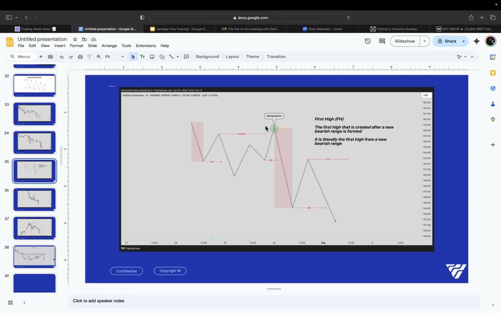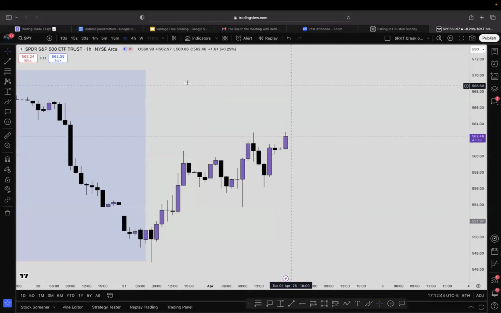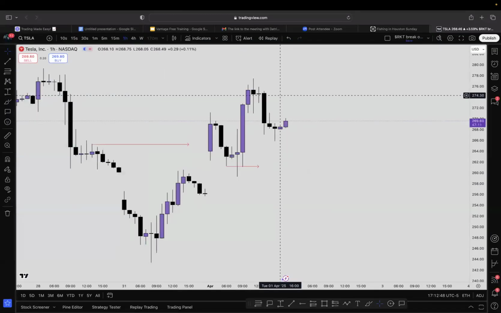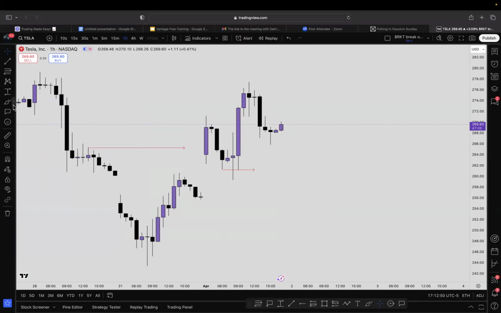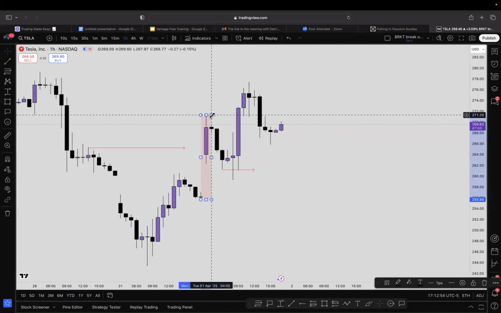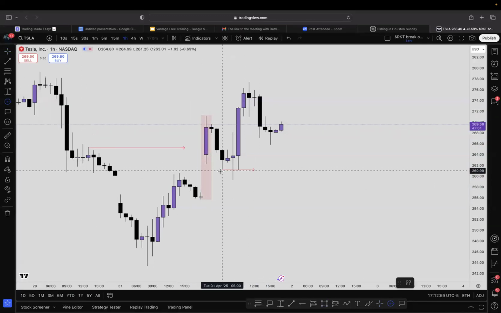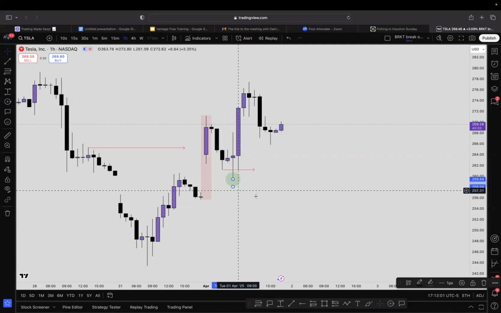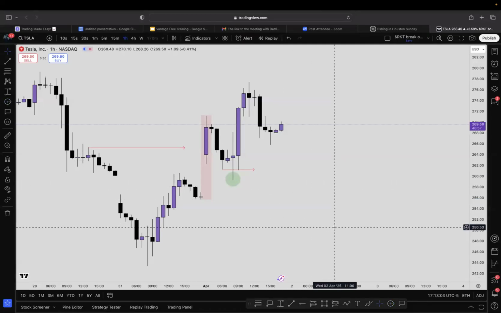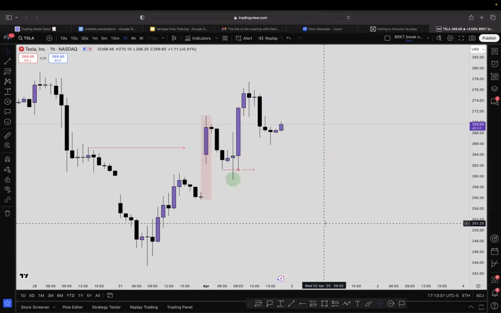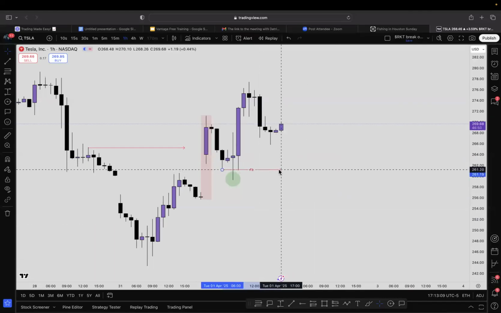Please review Tesla 1 hour. All right, let's go to it. Market structure shift, bullish range, first low here, manipulation. Just like that.